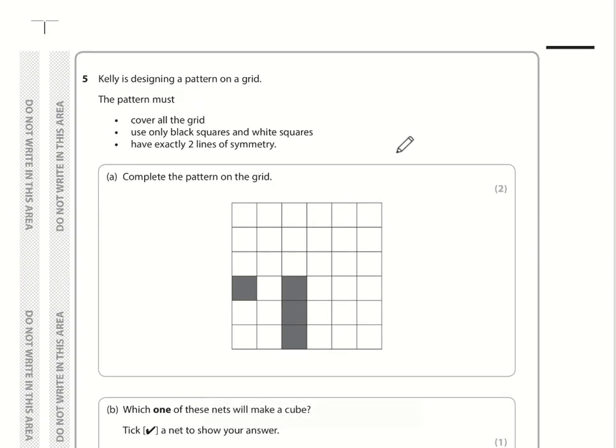Okay, question number 5. So the pattern needs to cover the whole grid only using black and white squares, and the key thing is really 2 lines of symmetry. Now, since this is a square, we are likely going to have 1 line of symmetry here and a line of symmetry here. So let's look at this vertical line of symmetry here. So for this to be a line of symmetry, then I would need this shaded in, this shaded in, this shaded in, and this one will be over here.